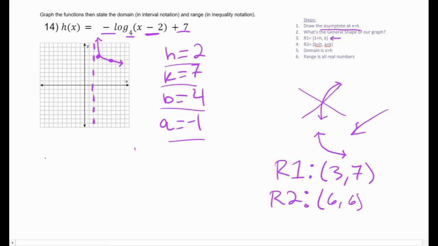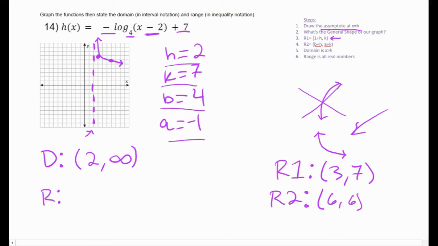Now for the domain and range. My domain is restricted because we have a vertical asymptote here at our h value, which is 2. So that means that the lowest x value, the smallest x value that we're going to have is 2. And it never touches 2 because it's a vertical asymptote. So we use this open parenthesis, not a bracket. Then it goes on to infinity because it goes to the right forever. So in interval notation, there's my domain.